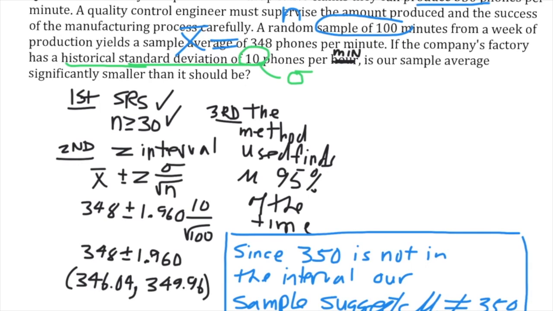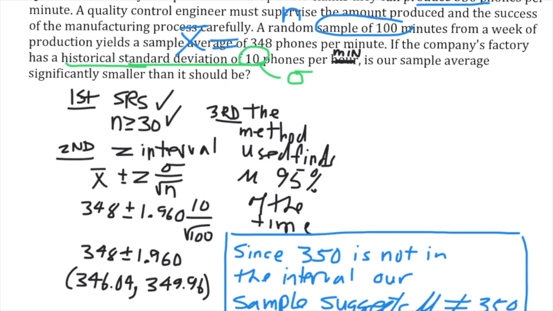So my conclusion here is that the method used finds the true average 95% of the time. I'm using a 95% confidence interval since I decided to use a z-score of 1.960. Now you could have used any confidence level you wanted, but usually 90, 95, or 99 are the most popular ones. If you use 90% here, then you'd have used 1.645 here, for example, giving you a slightly shorter interval. But most important to us here is actually to answer the question, is that sample average of 348 suspiciously low?